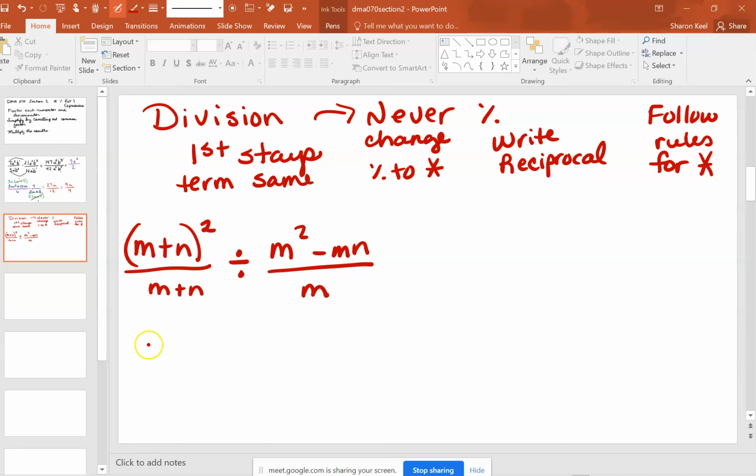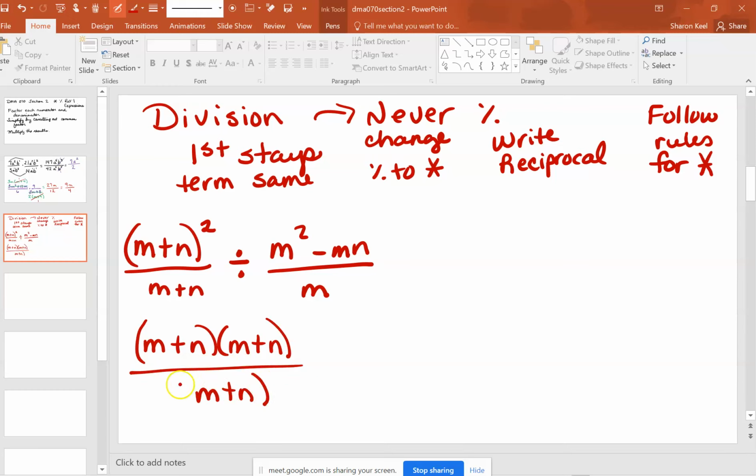So the first term is going to stay the same. So this one is the same. Notice it's squared. Since it is squared, I would like to write it 2 times to visually see it twice. In the denominator was an m plus n. I'm going to put a parenthesis around it.